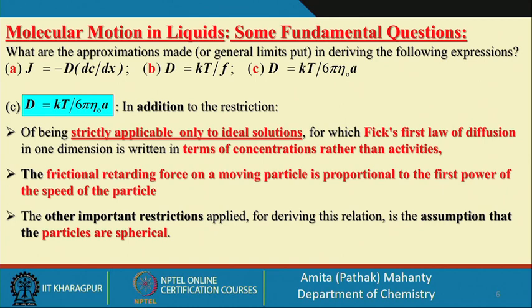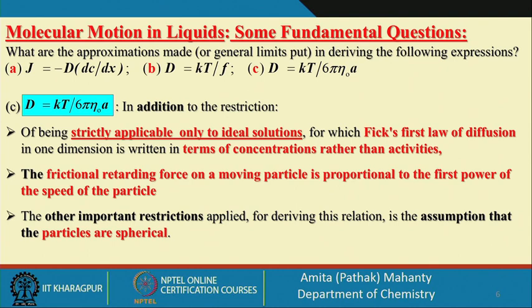Apart from that, the conditions of the first law of diffusion, which we have written in one dimension in terms of the concentration instead of the activities, assuming that the solution behaves ideally. Second, the retarding force acting on the particle is proportional to the first power of the speed of the particle. This is the assumption we have taken, in spite of the fact that force may generally not be proportional to the first power of speed.